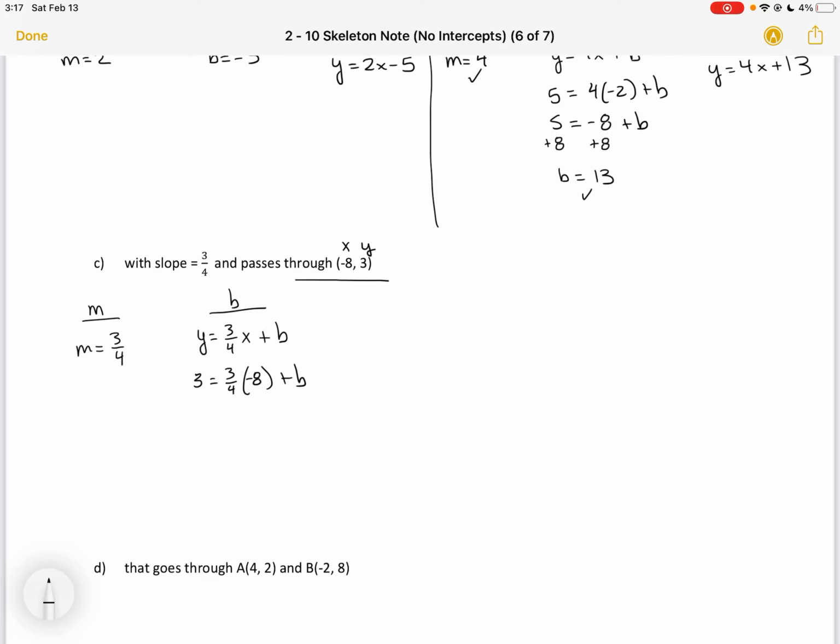Now before I do any solving, I'm going to multiply 3/4 and 8 together. 3 times minus 8 is minus 24. Divided by 4 is minus 6, or you could have cross-reduced before multiplying. I'm subtracting 6 on the right-hand side, so I'm going to add 6 to both sides to get rid of it, which leaves me with b equals 9. Finally, I'm going to write my equation as y equals mx plus b, substituting in the values that I have. 3/4 x plus 9.